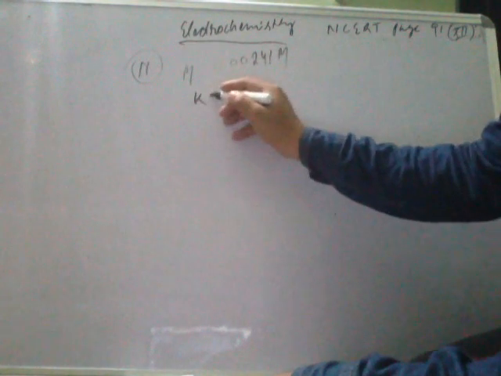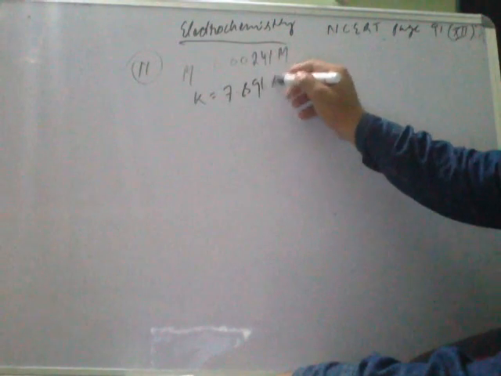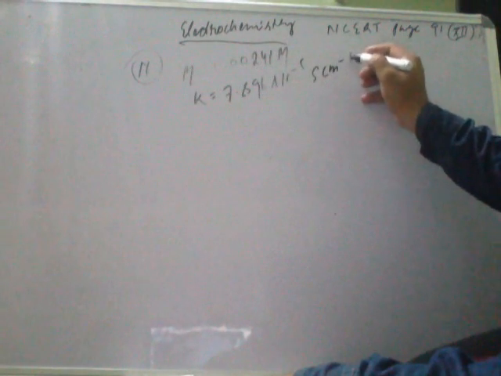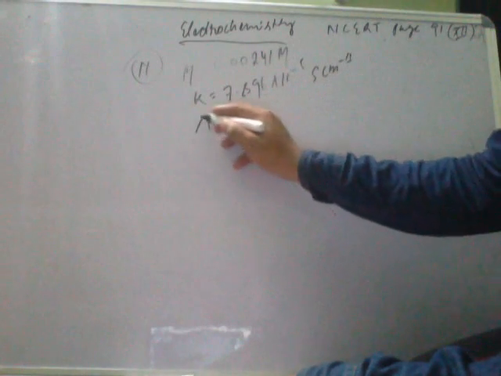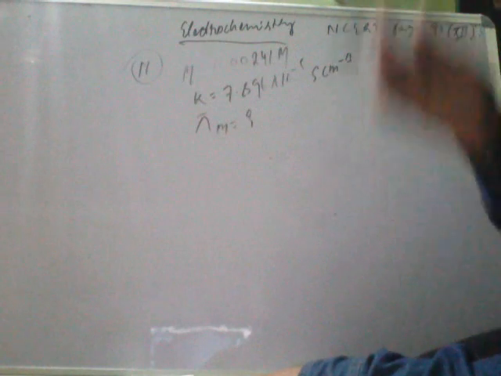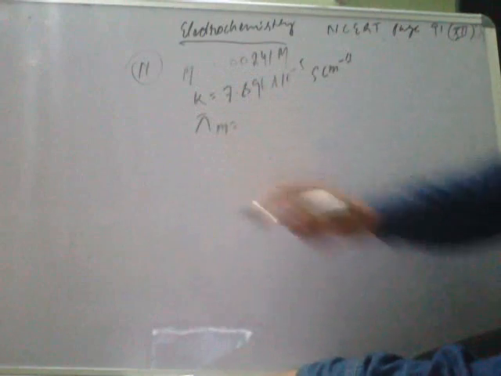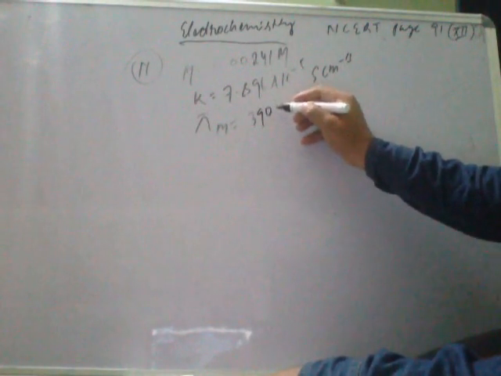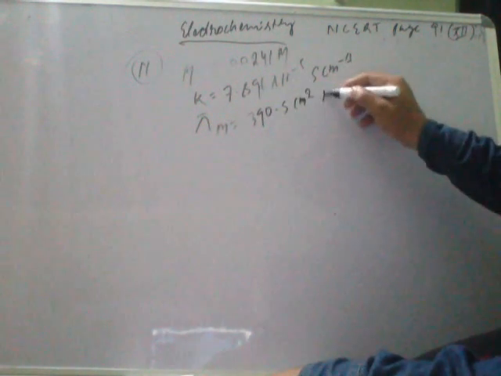So K for acetic acid has been given as 7.896 multiplied by 10 to the power minus 5 Siemens per centimeter. Calculate its molar conductivity, Lambda M, which is being asked. The molar conductivity of acetic acid at infinite dilution is already given as 390.5 Siemens centimeter square per mole.